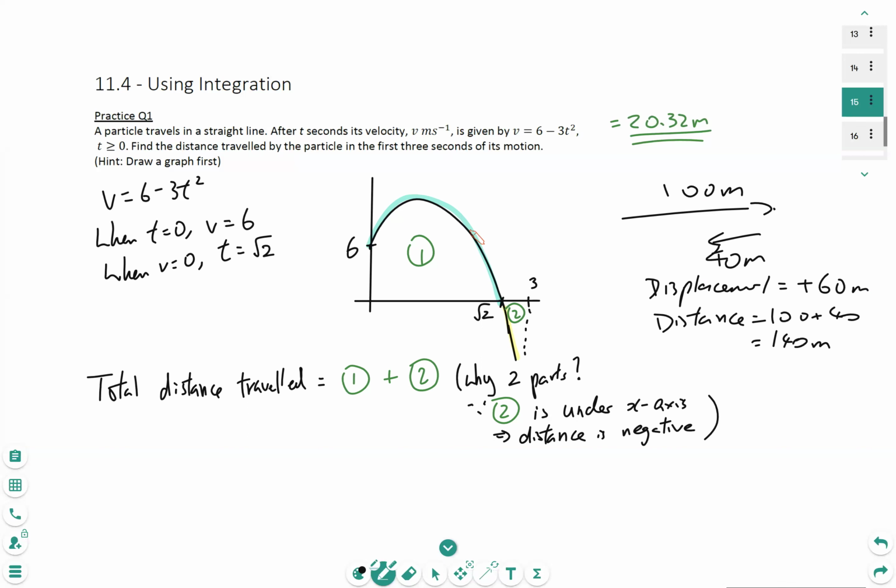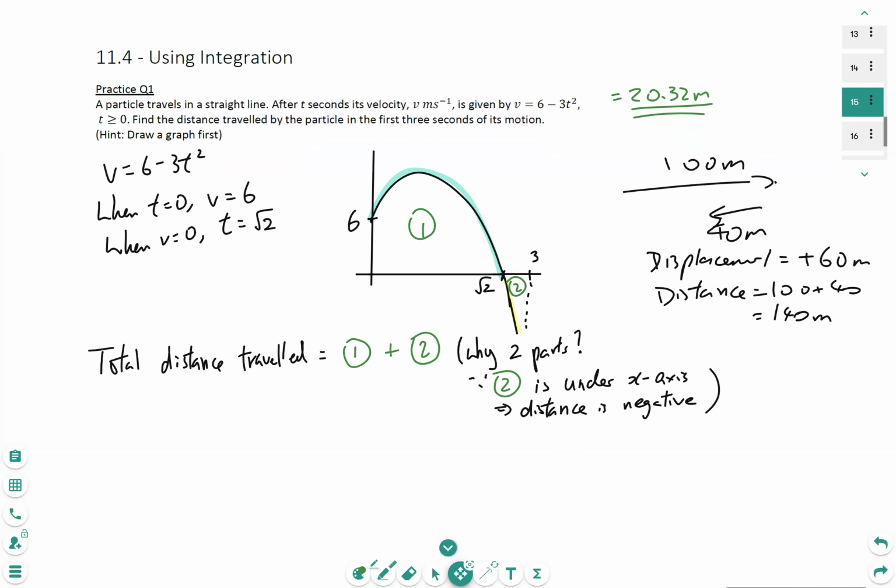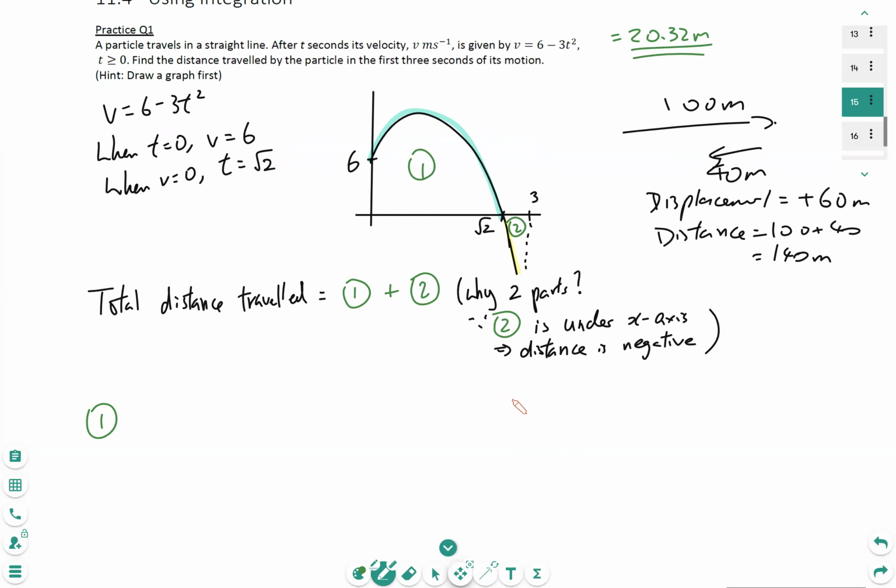So that's exactly what's happening in here. You have traveled somewhere further away, and then you start to come back. So displacement wise, there will be something taken away. But you want to find distance. So to find distance, you must add the two, do it separately. So let's do part one. To do part one, you will need to integrate to find displacement.